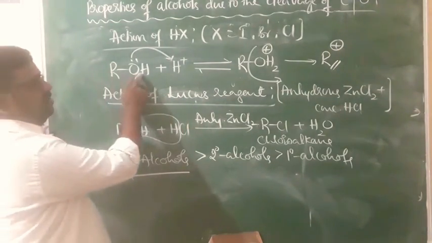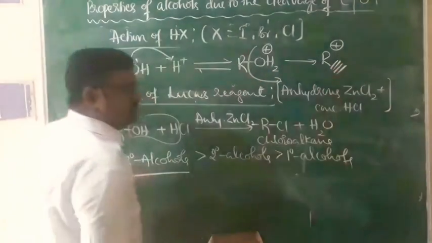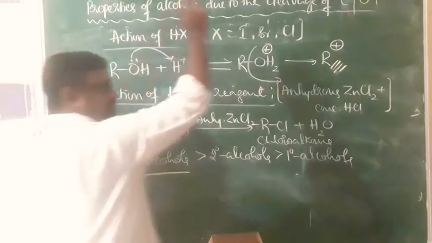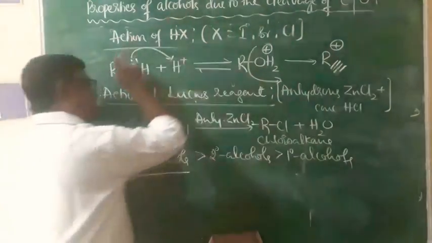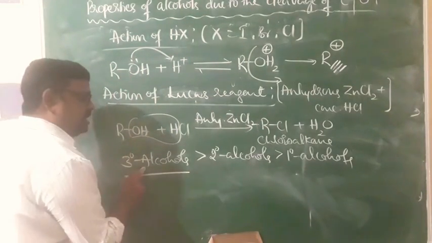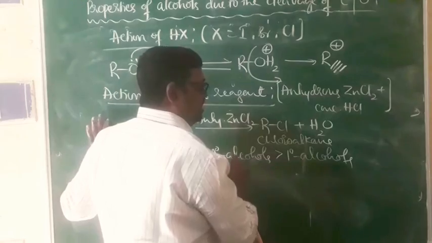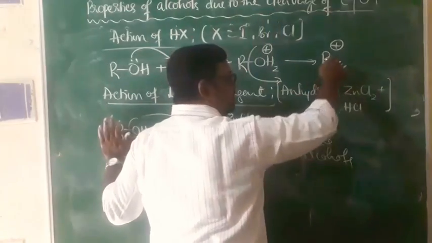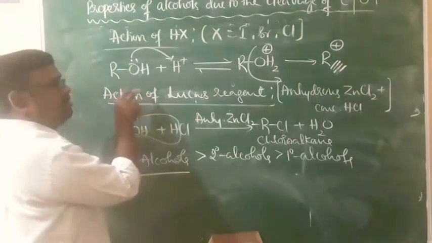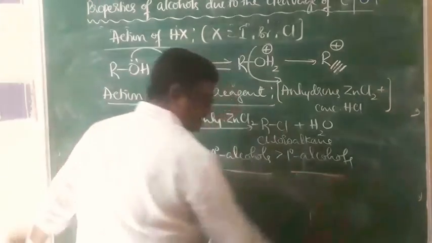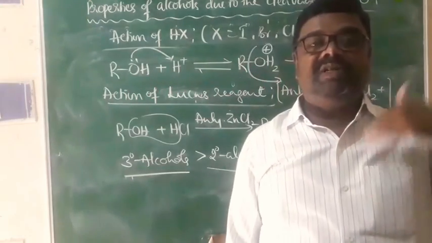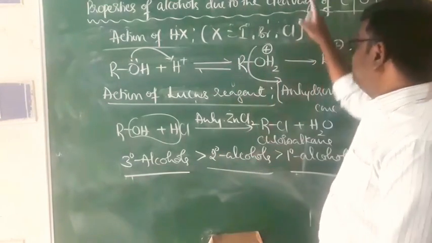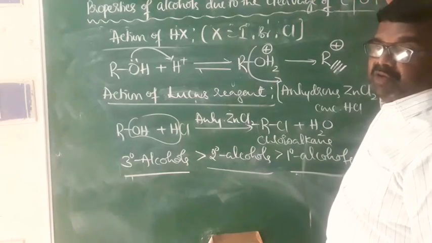Tertiary alcohols will form a highly stable carbocation, that is the tertiary carbocation. If the carbocation is more stable, the alcohol will be more reactive. Therefore, tertiary alcohols are more reactive than secondary alcohols, and secondary alcohols are more reactive than primary alcohols. Primary alcohol produces a primary carbocation, which is less stable, so primary alcohol is less reactive, in reactions where cleavage of the C-O bond takes place.